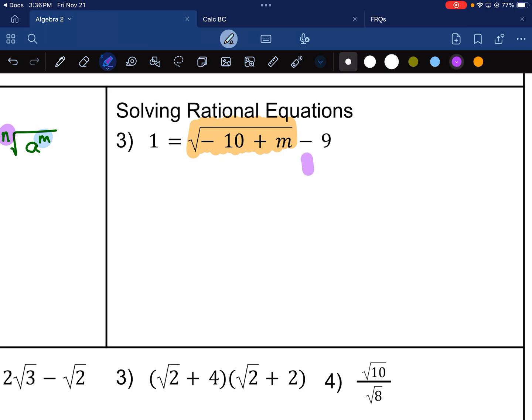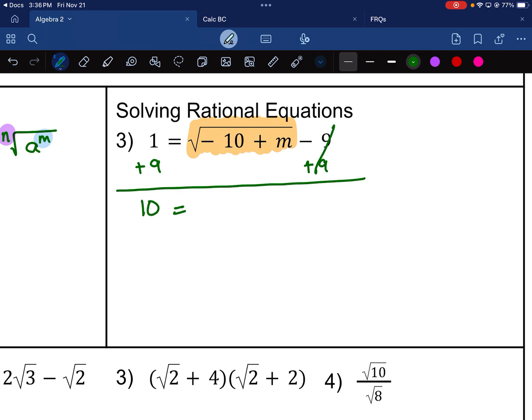So I'm going to add my 9 to both sides to start. So add 9, add 9. So now I have 1 plus 9, which is 10 on the left side. And I still have this root, so negative 10 plus m.